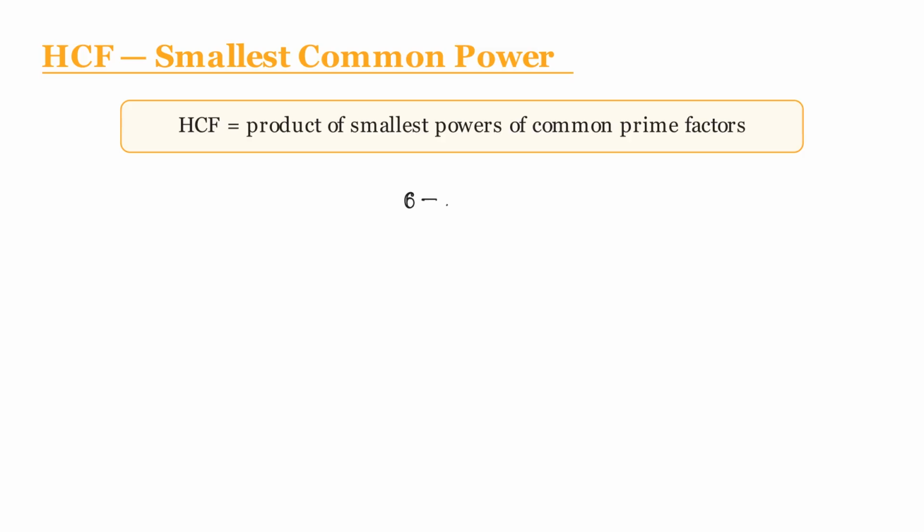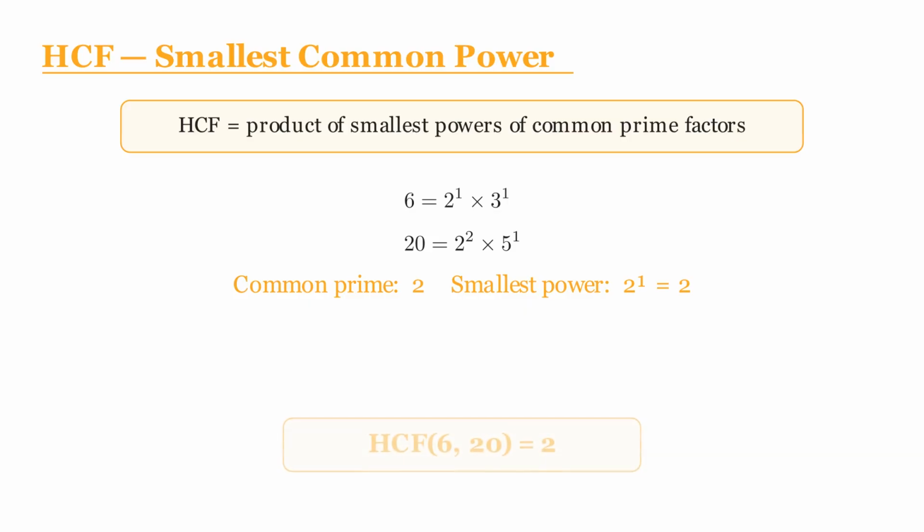The factorizations are 6 equals 2 to the 1 times 3, and 20 equals 2 squared times 5. The only common prime is 2. Its smallest power across both numbers is 2 to the 1, which equals 2. Therefore, HCF of 6 and 20 is 2.